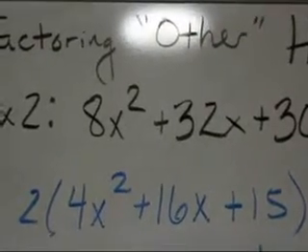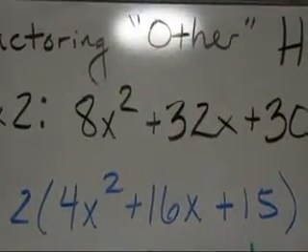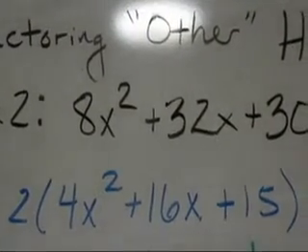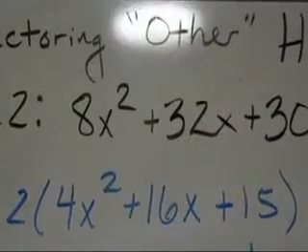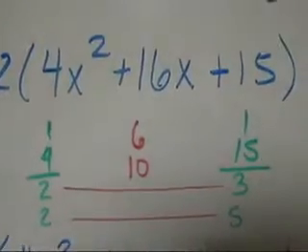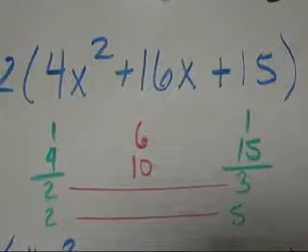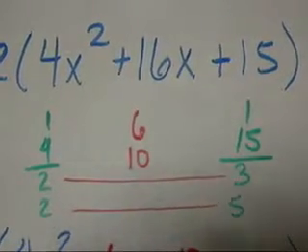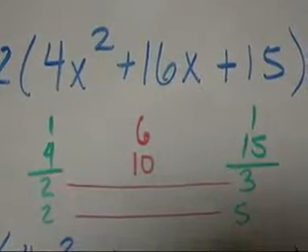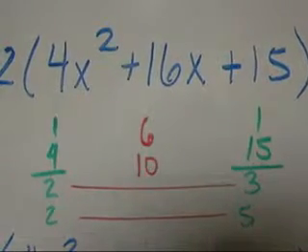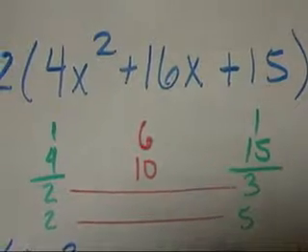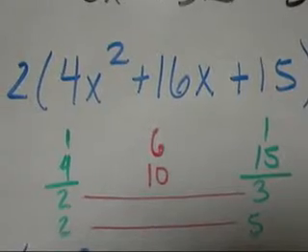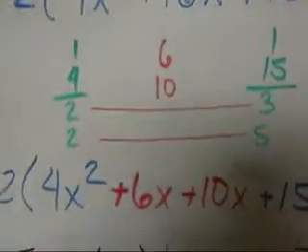Now we're going to do that weird thing where we look at the 4 and the 15 and its factors. 4 factors into 1 and 4, or 2 and 2. 15 factors into 1 and 15, 3 and 5. Now we play with the numbers to find 2 that will make 16. 1 times 1 is 1, 4 times 15 is 60, 1 times 15 is 15, 4 times 1 is 4, 2 times 3 is 6, 2 times 5 is 10. Aha! 6 and 10 make 16. So I can replace the 16x with a 6x and a 10x, like this.